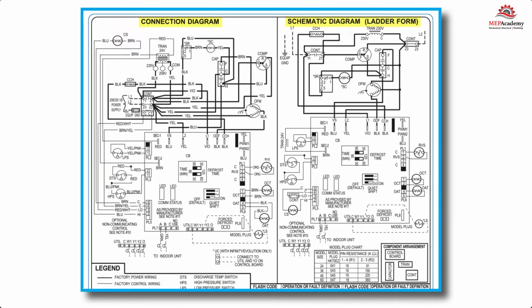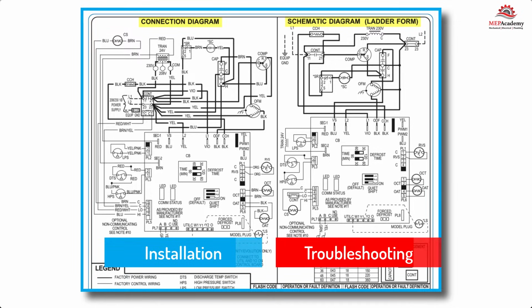Wiring diagrams are used for the installation of HVAC equipment, troubleshooting, or locating an electrical device in the control panel or within the unit. There are differences between the type of diagrams based on what they're used for. We'll jump right into showing you a schematic diagram for a simple air conditioning unit.